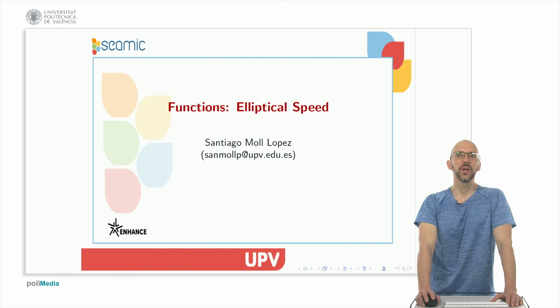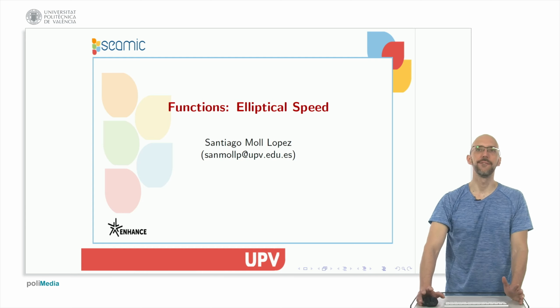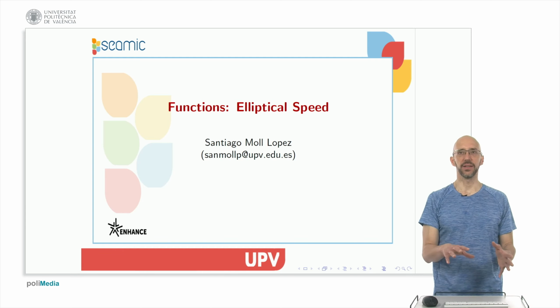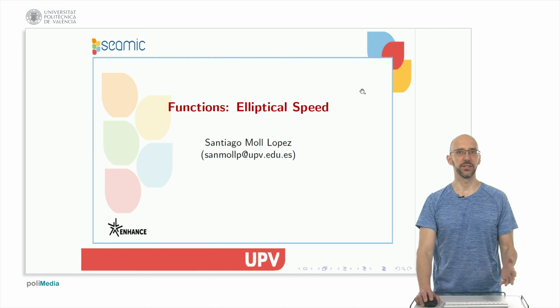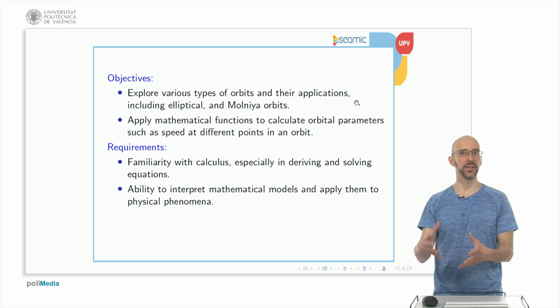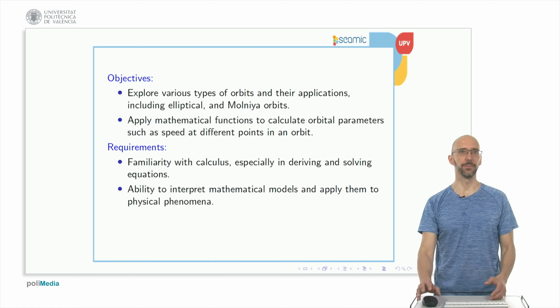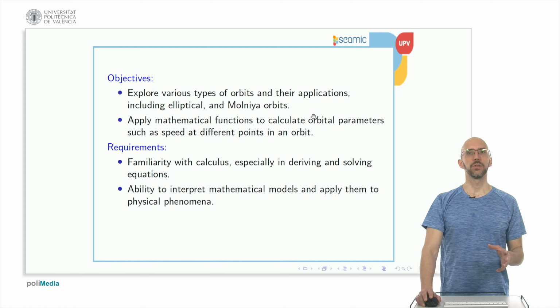Hello! In this video we are going to see another example of a mathematical function that is applied in real life. In this case it's going to be called elliptical speed of an object orbiting a main body. Okay, what are the objectives of this video?